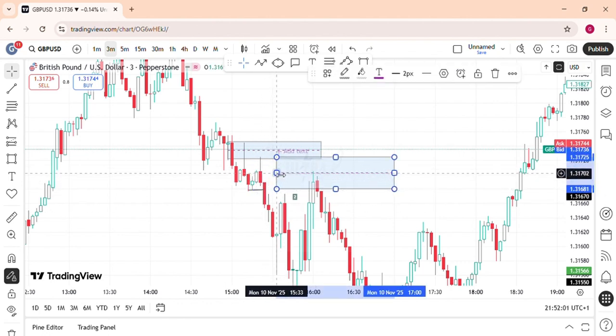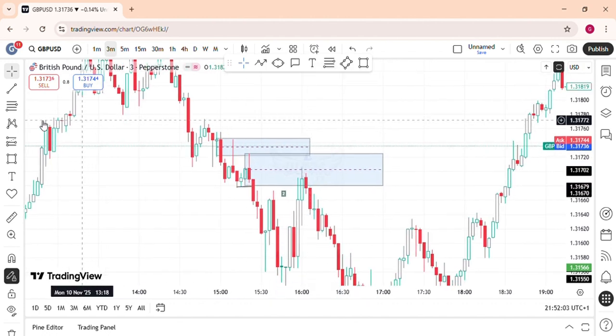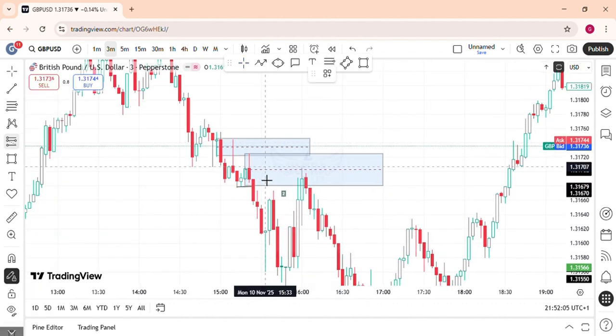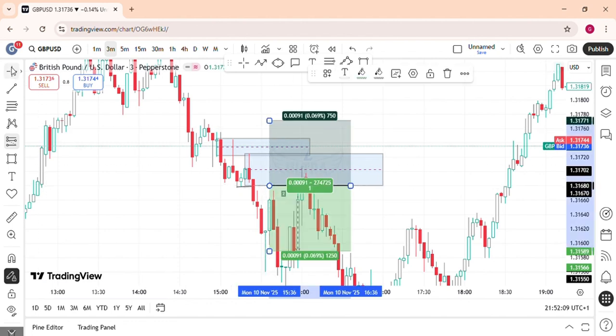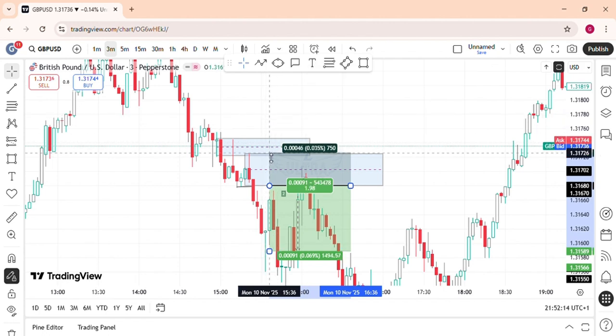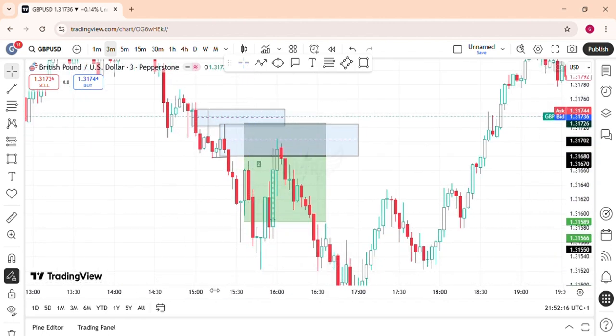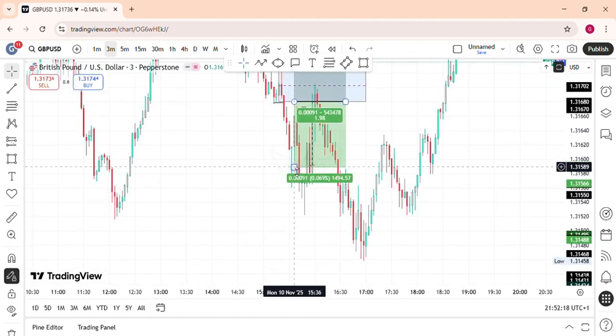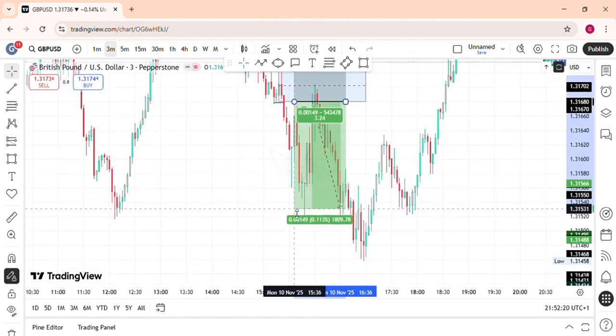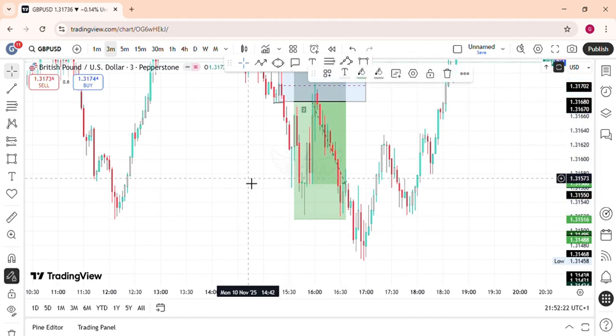Like so, we have our bearish trade, short position, put it here. We just anticipate for market to tap into this area to enter this trade. So this is your entry, and your take profit would be at your previous low.